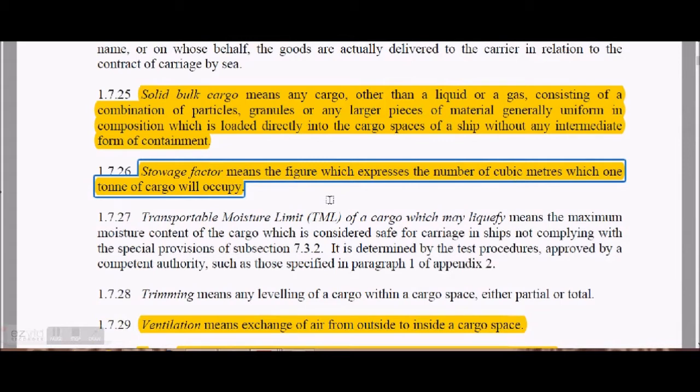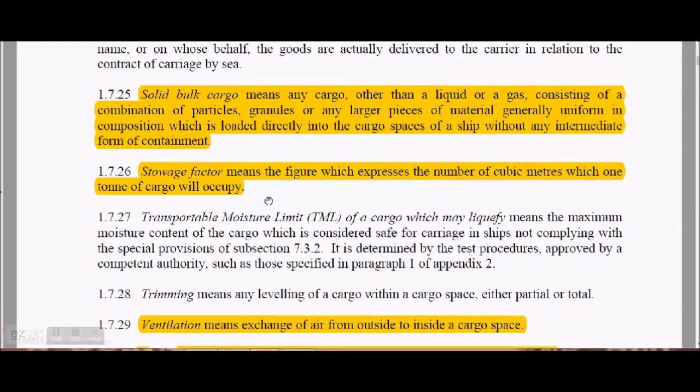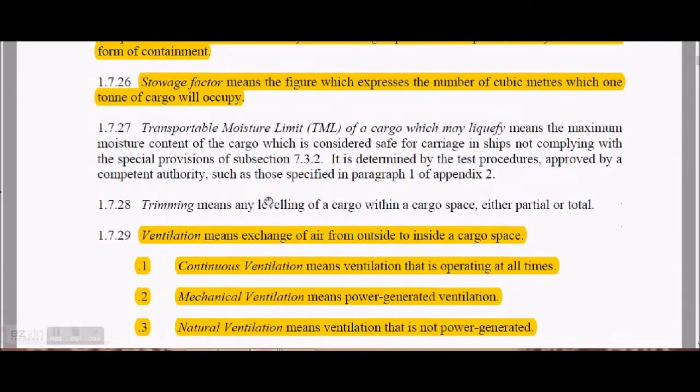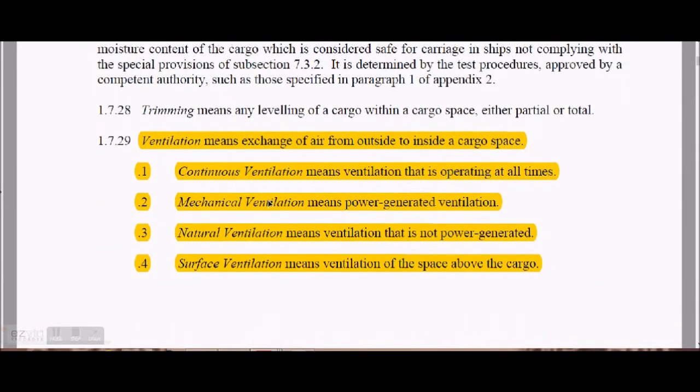Transportable moisture limit, ventilation, okay. So how many types of ventilation? This is continuous ventilation, meaning ventilation that is operating at all times. Mechanical ventilation means power generated ventilation. Then natural vent means the vent that is not power generated. Surface vent means the vent of the space above the cargo. So these all.